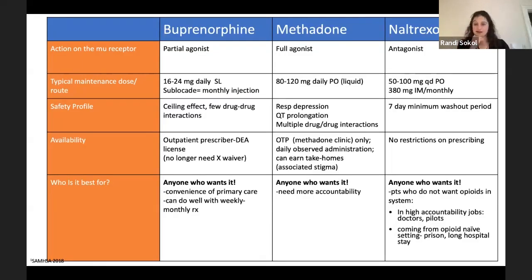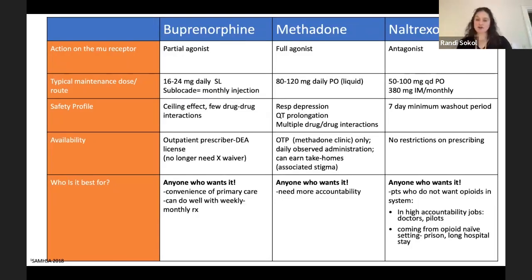And then again, naltrexone. So it's an antagonist. There's a PO form and also a monthly injection form. Starting naltrexone is a little bit trickier. You have to wait till opiates are out of the system, about 7 to 10 days. And for patients who are using fentanyl every day and multiple times a day, that can be challenging. So it's a little bit harder to start naltrexone, but once people start it, they tend to do well.